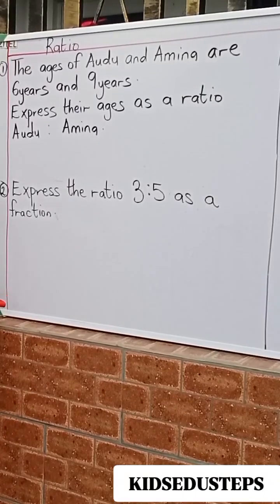So we are going to be looking at ratio, the topic ratio. Somebody will wonder, what is ratio? Ratio means dividing or sharing things into a number of groups. Now, look at this question.